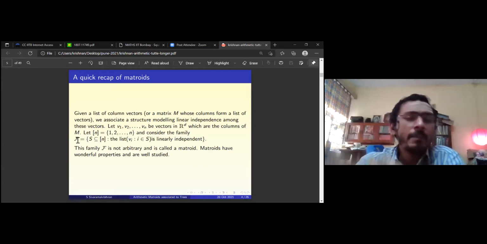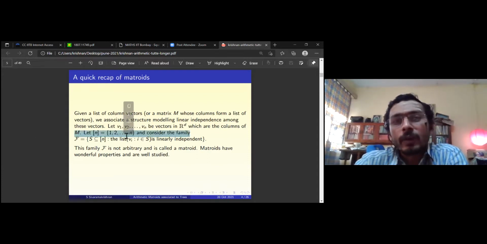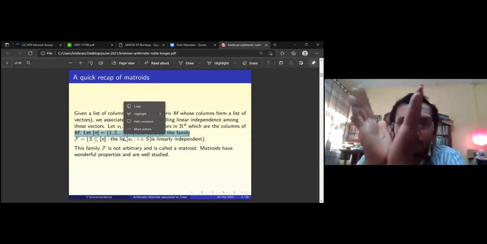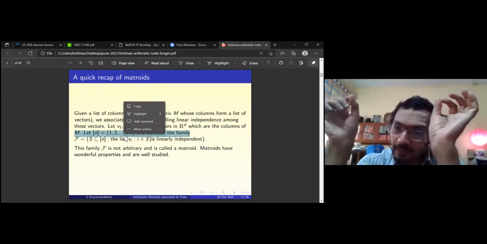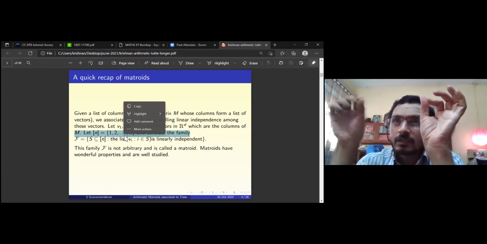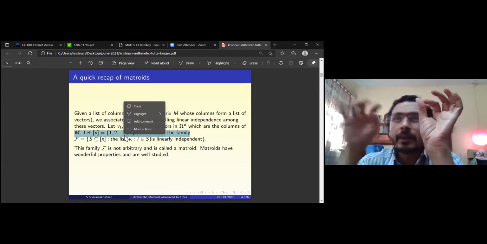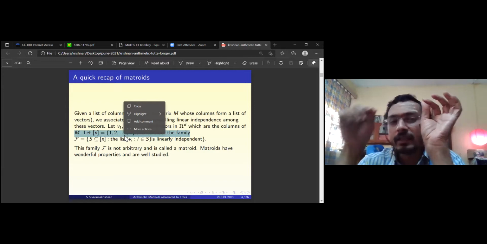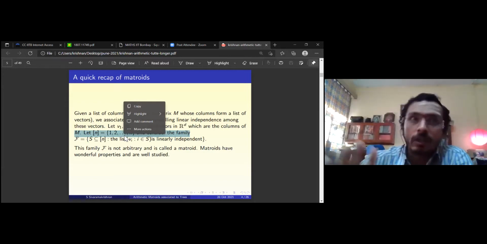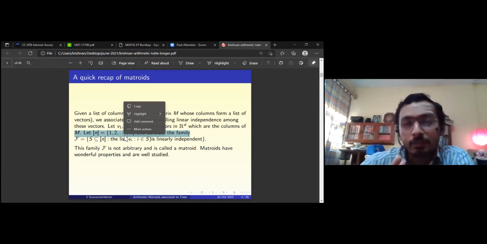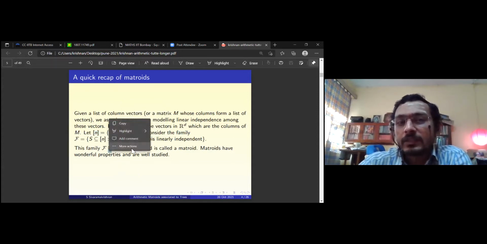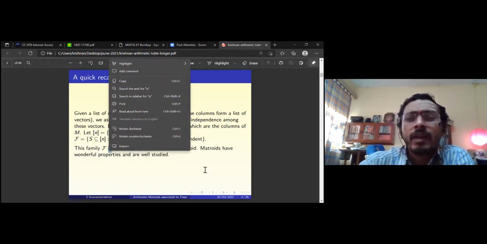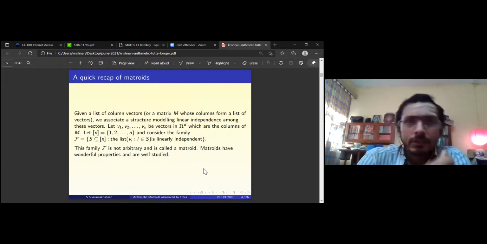That is, if you look at the subsets of the Boolean hypercube on 1 to n, here 1 to n is the index set of the columns. So you have columns C1, C2, etc. up to Cn. And now, which subsets are linearly independent? If you look at that, that's not an ordinary set. That set has some rich structure. This family F is not arbitrary. It has some rich structure, and this structure is what is a matroid.